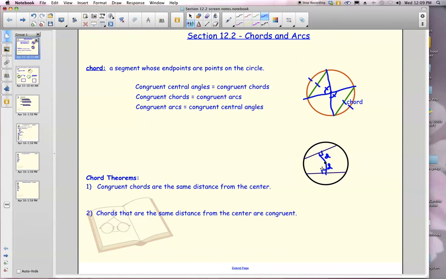That's one characteristic. The other characteristic is just the opposite of this: if you know that the distances are the same, then the chords have to be equal. These are converses of each other. One goes one way, one goes the other. So this distance is equal to this distance if the chords are congruent, and if the chords are congruent, then this distance has to be equal to this distance.